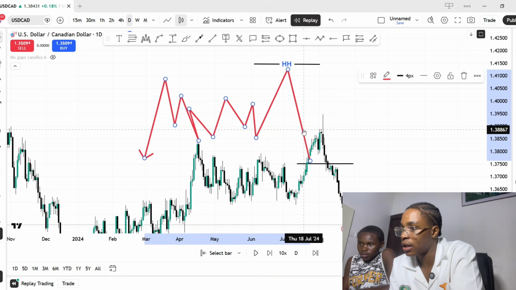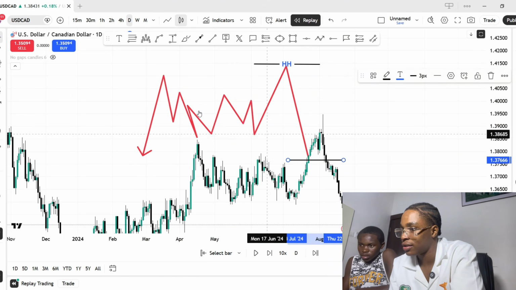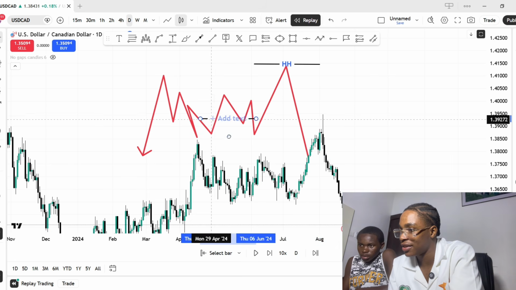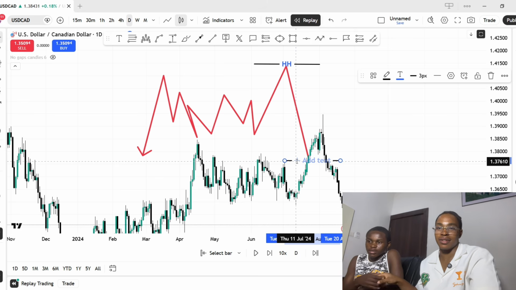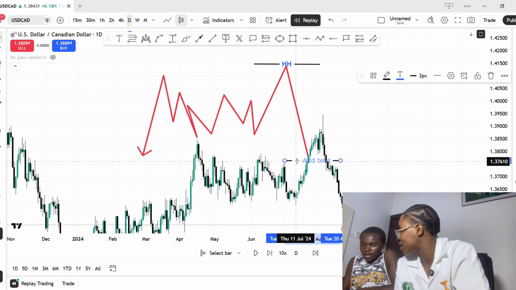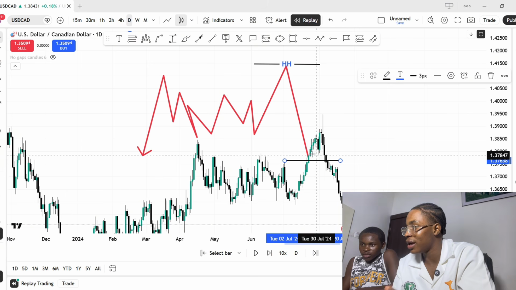So here, what do you think happened? Higher low. Higher low. This was the previous higher low. So what do you think happened? Low. So we broke structure. So are we still bullish? Are we still going in an uptrend? No. We are now in a downtrend.